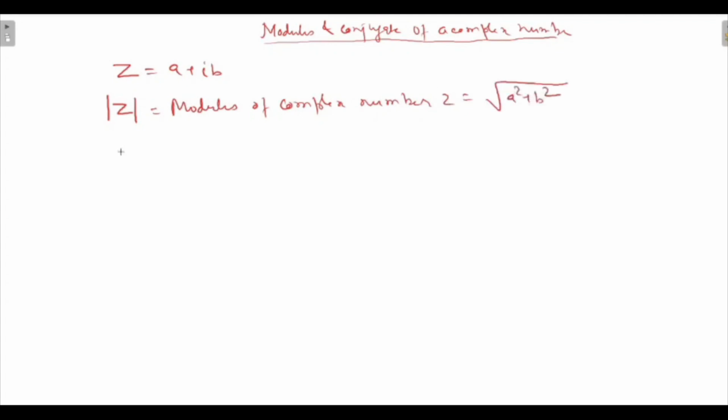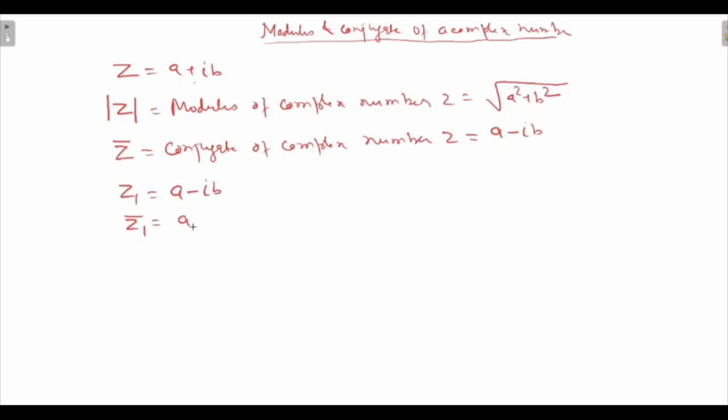And then I'm writing z bar. This is called the conjugate of complex number z, and it is represented as a minus ib. So whatever be the sign here in z, you have to change it to the other one. For example, if z1 had been a minus ib, z1 bar would have been a plus ib. Okay.